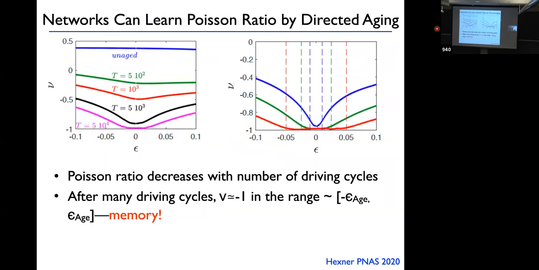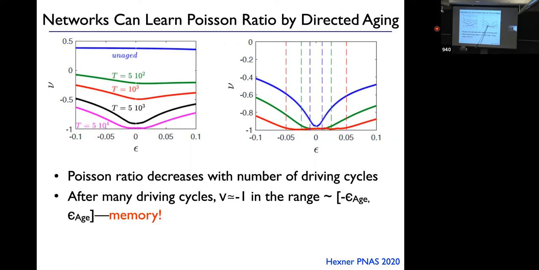And that works. Okay. So here's the Poisson ratio. It starts out like this, as a function of strain. After I've gone through a lot of cycles, it reaches this value of -1, very close to -1, over this range of strain. And what determines this range of strain? Aha, the range of strain over which it's -1 is the range of strains over which it was trained.